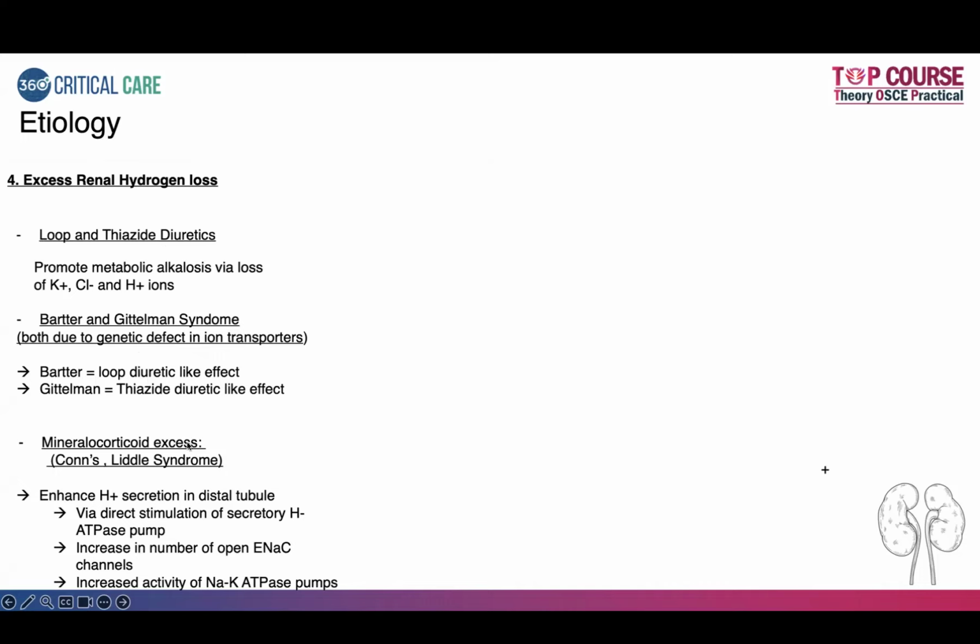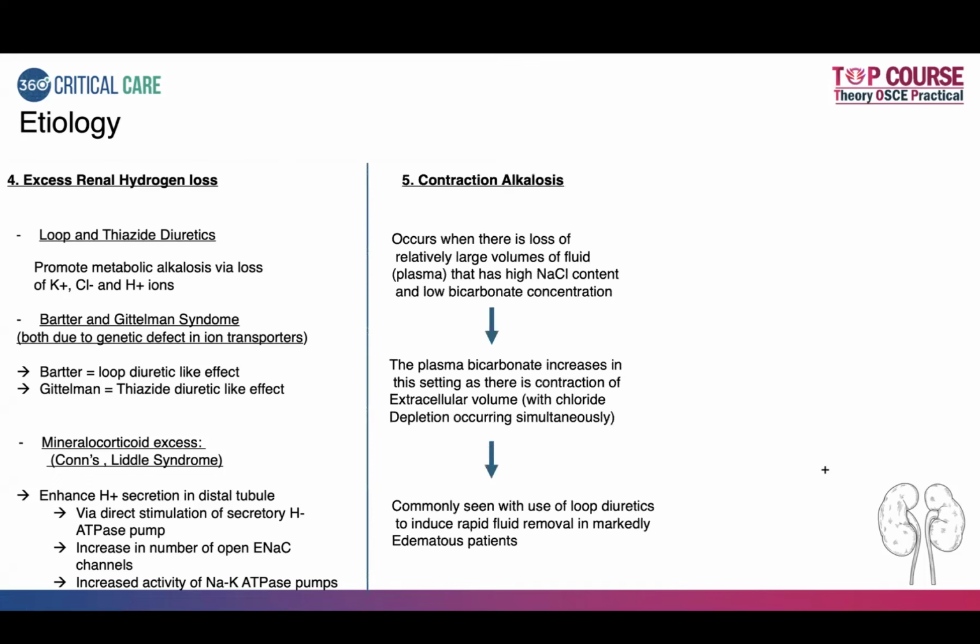And mineralocorticoid excess in the form of Conn's or Liddle syndrome can also enhance potassium secretion in the distal tubule via direct stimulation of the secretory H plus ATPase pump, increase in the number of open ENaC channels, and increased activity of the sodium potassium ATPase pump. So, mineralocorticoid excess in the form of Conn's syndrome, Bartter, Gitelman, loop, and thiazide diuretics, all these can lead to metabolic alkalosis.